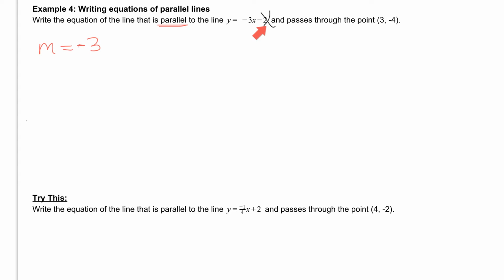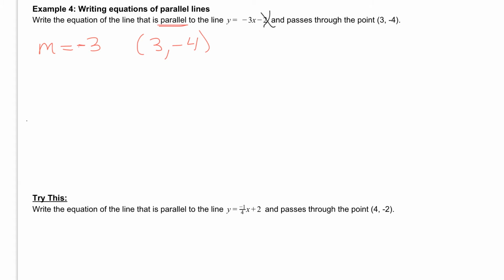I need to find the y-intercept of my new line, meaning it's going to be a different y-intercept than the original line we have. But if it's parallel to this line and it passes through this point, think about what we did in the day 2 notes. We can take this point and this slope and find the y-intercept of that parallel line. So I'm going to bring that point down here. We're taking the point (3, -4), and again, that came from here.